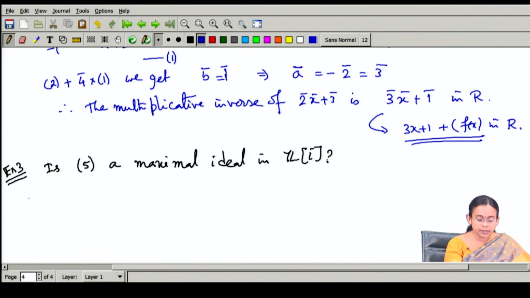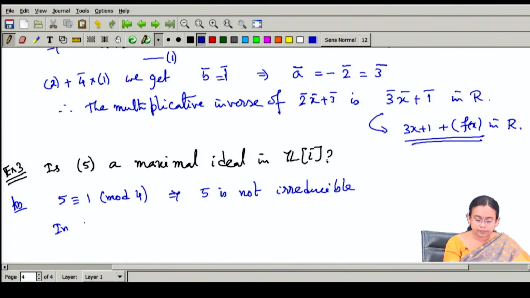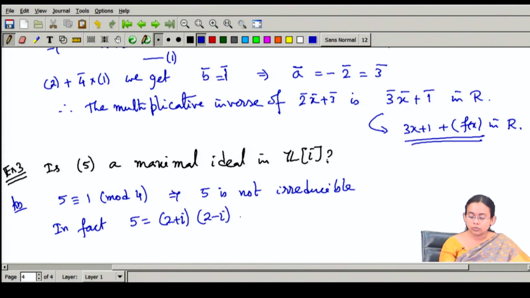Here you can see that 5 is congruent to 1 mod 4. If 5 is congruent to 1 mod 4, that means that 5 is not an irreducible element. This implies that 5 is not irreducible. In fact, you can see that 5 can be written as (2 plus i) into (2 minus i). So, this can be written as a product of two other elements, therefore, 5 is not irreducible.